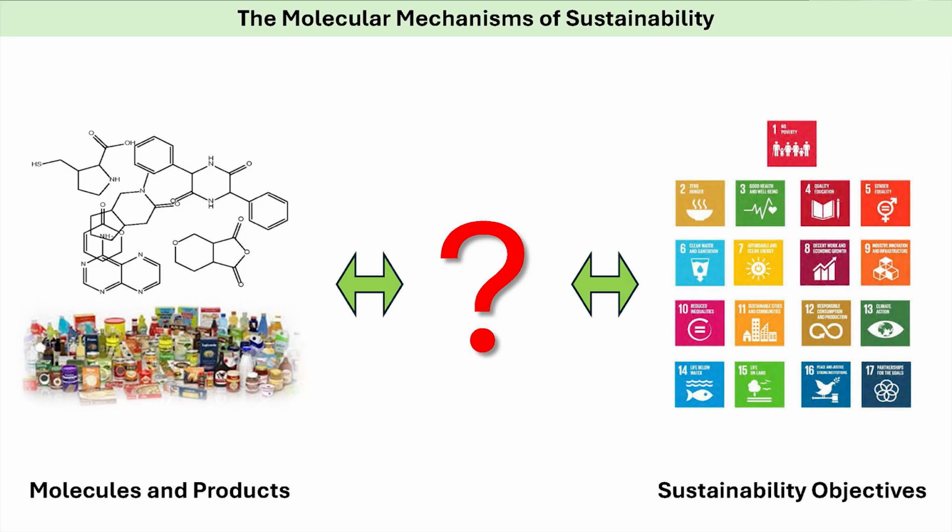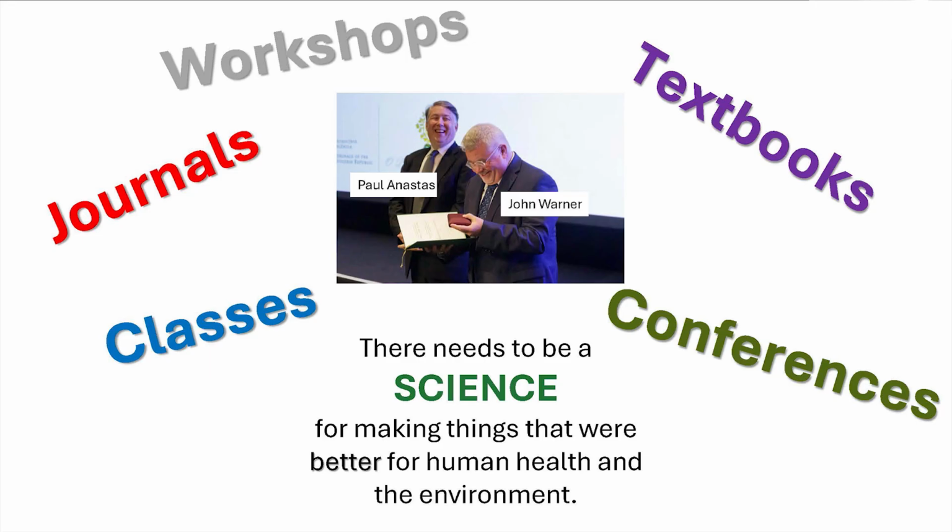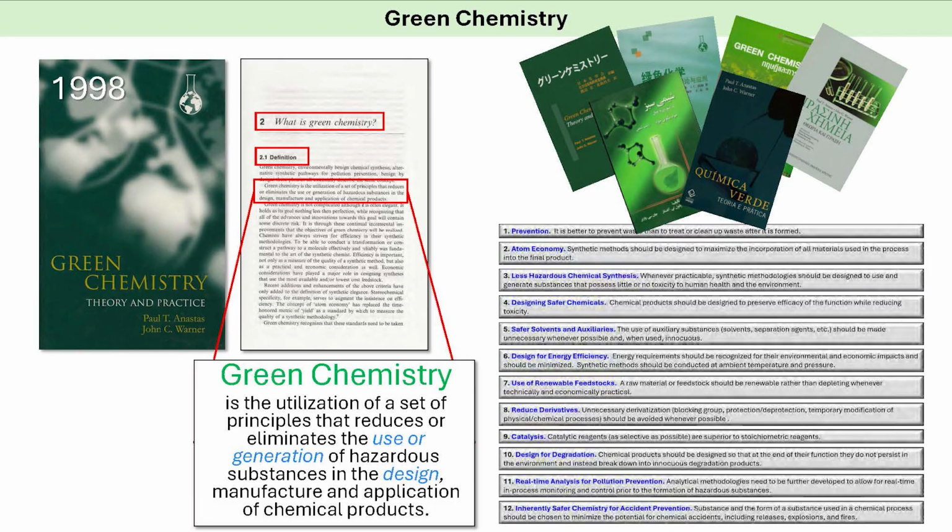So Paul and I, and it's really interesting when you think about it, green chemistry did not come from academia. I was an industrial chemist. Paul was working for the government. We both left our jobs and went into academia after we created green chemistry. Okay, and so with green chemistry, we thought we needed to have a mechanistic science, journals, textbooks, classes, conferences, and workshops. And so that is the birth of green chemistry.